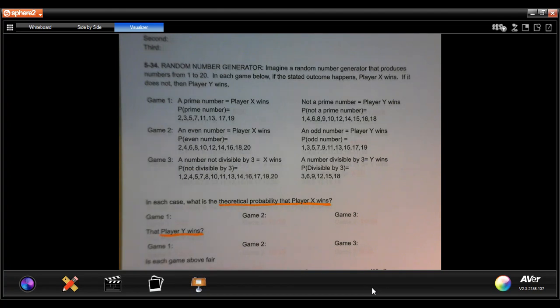Well, here we are again. We are going to look at lesson 522, Computer Simulations of Probability. And today we're talking about random number generators, and you will have the opportunity to use your ebook.